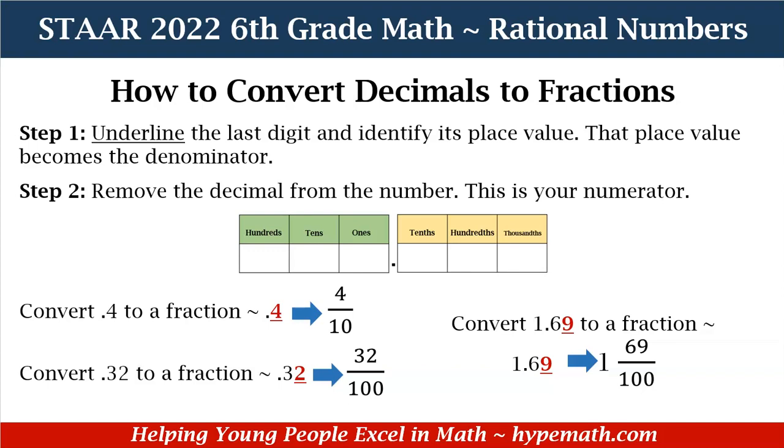Now let's look at how we convert 0.32 to a fraction. We are going to underline the last digit. That is in the hundredths place, so 100 will be our denominator.